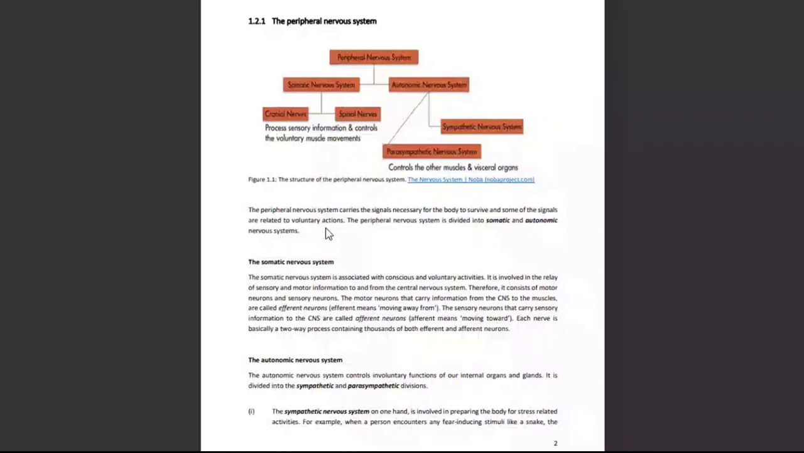Then the involuntary actions are those that you can't control. Heartbeat, you can't control your heartbeat. You can't control sweating. You can't control your breathing, meaning they're involuntary. However, the peripheral nervous system is said to be related to voluntary action.